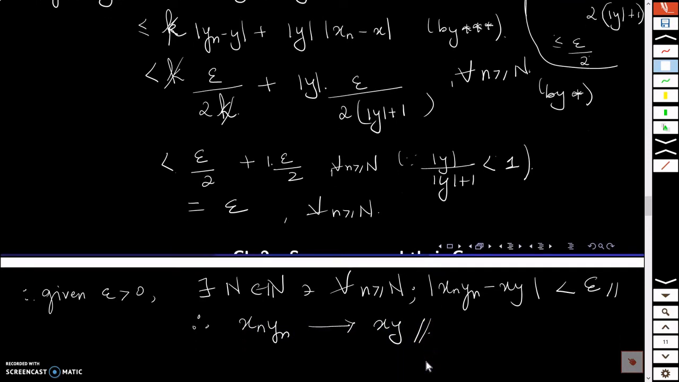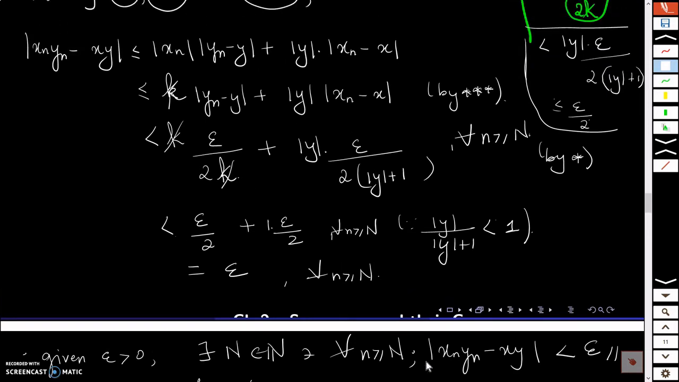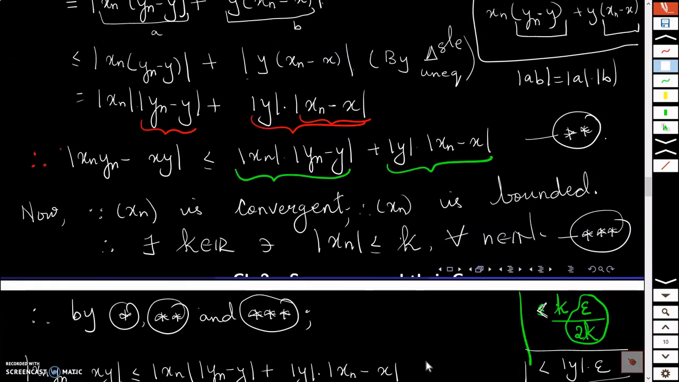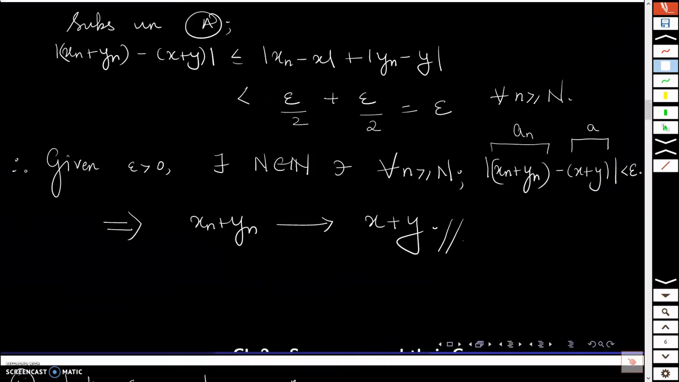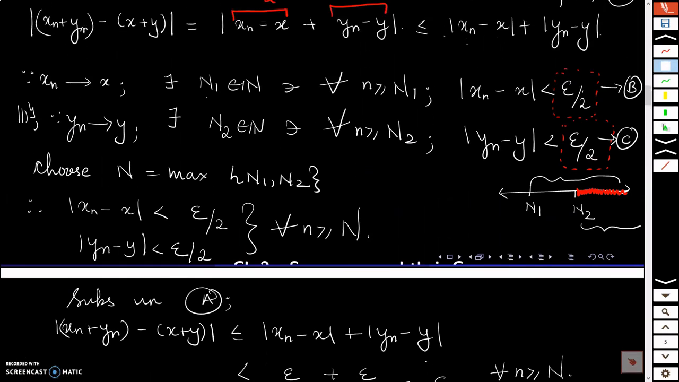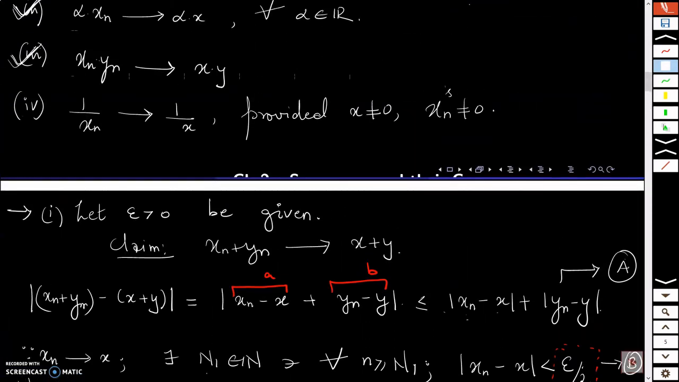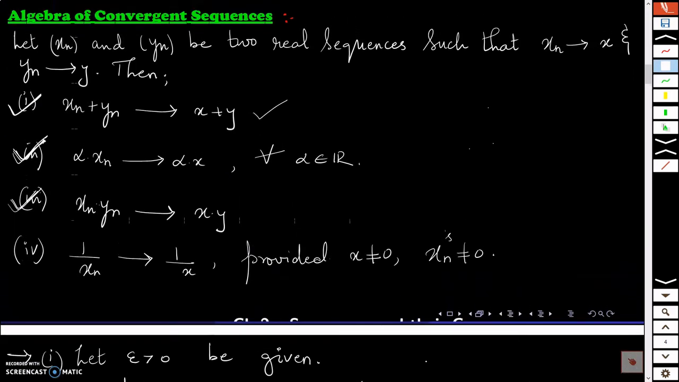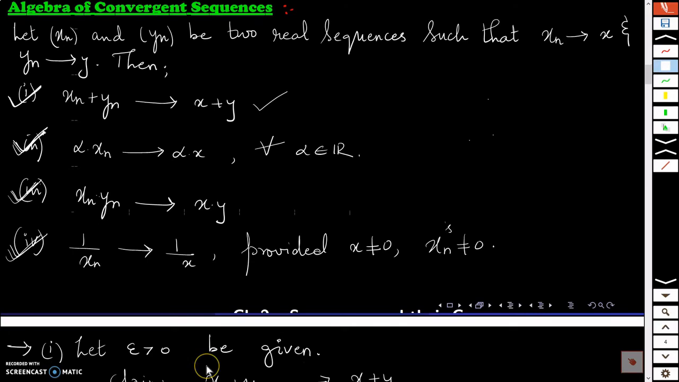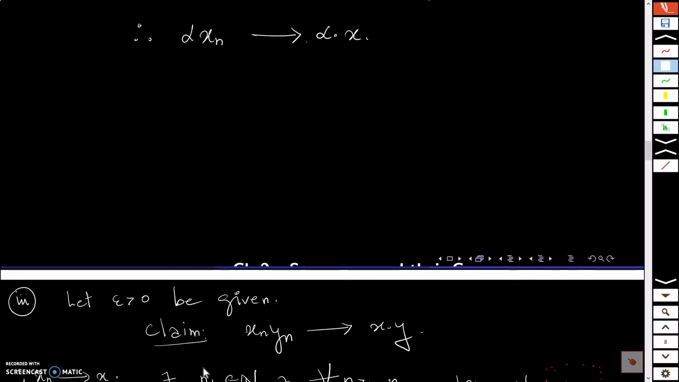Okay, so this is how you show that the product of two sequences will converge to the product of their respective limits, and that proves the third one. So the third one is done, and we are only left with the last one now. We have to show that 1 by xn converges to the point 1 by x, provided x is not equal to 0. Okay, so let's look at that.